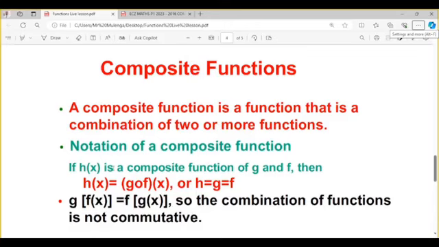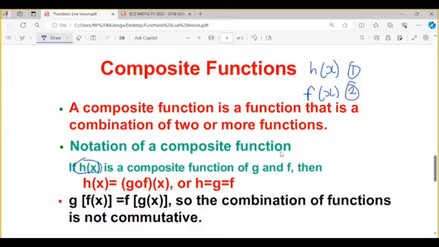So the way you present a composite function, remember I've said you have two functions, so you must have two functions. For example, if you have the function h of x, meaning function h, you have h(x). Then you also have another function like f. So this is the first function and this is our second function.